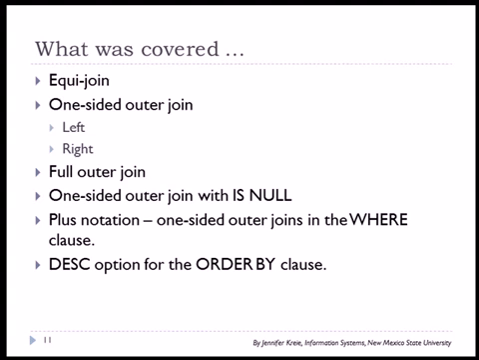A one-sided outer join using isNull is a way to see data from one table for which there is no related data in the other table. And so our example was to look at teams for which there were no students assigned. We looked at the use of plus notation as an alternative to doing the one-sided outer join, but doing it in the where clause. We also saw the use of descending as a feature or an option in order by to reverse the sort order.